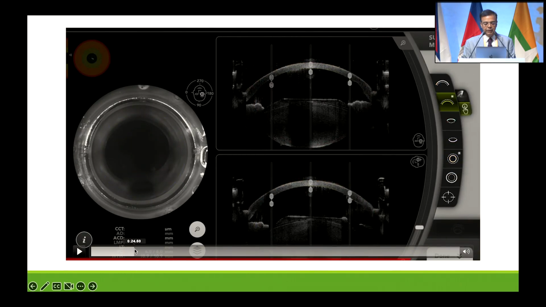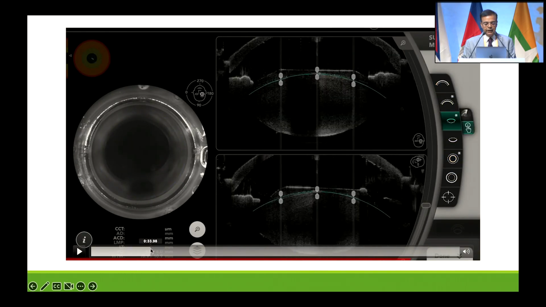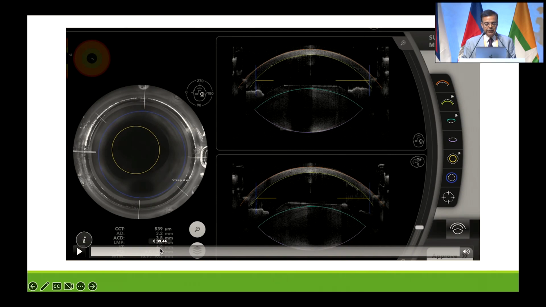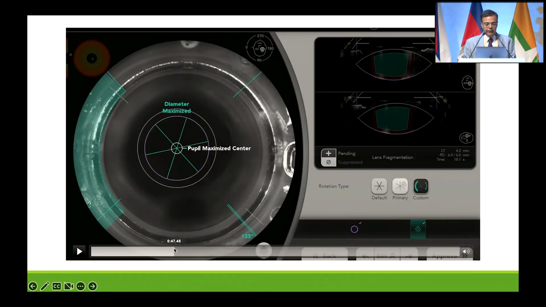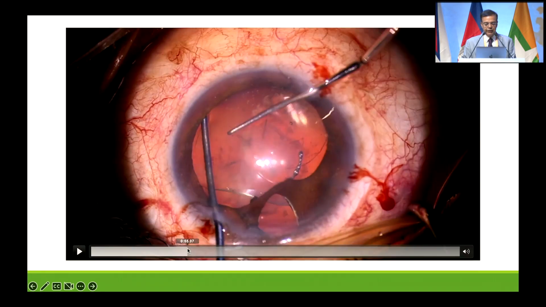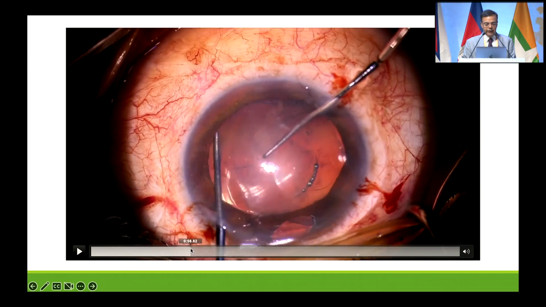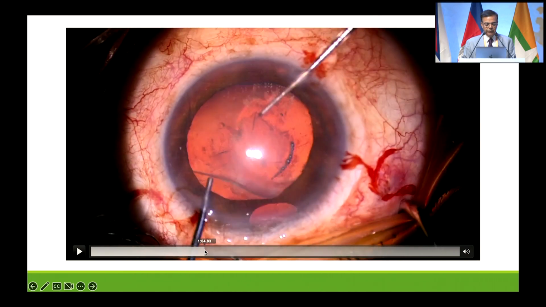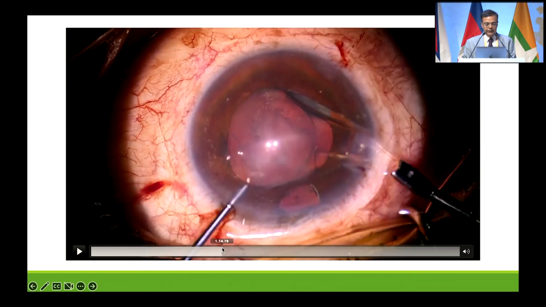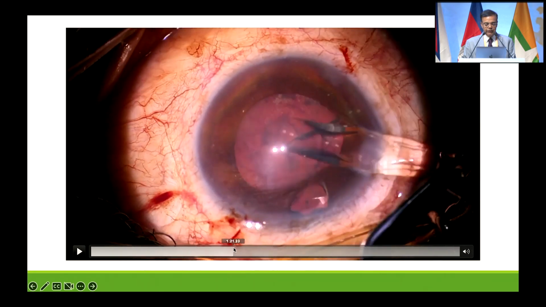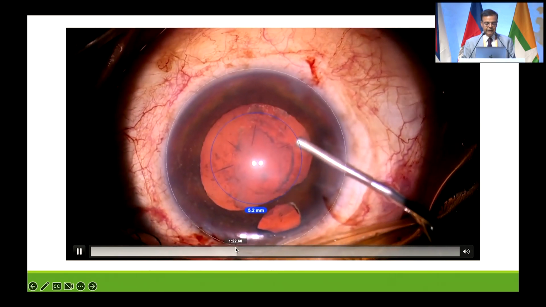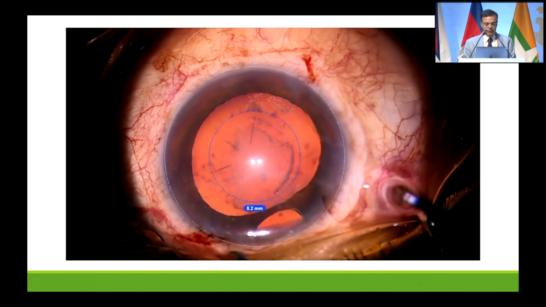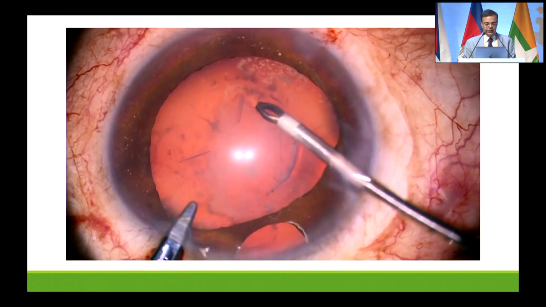We are getting the landmarks right, and as always the ICL gets picked up like the pupil. So once I have all of them right, we fire correctly, get the ICL out. Now once the ICL is out, you have to just go ahead with the cataract surgery, but what we find is that the rhexis is not good. So you can see here that the rhexis is not complete.